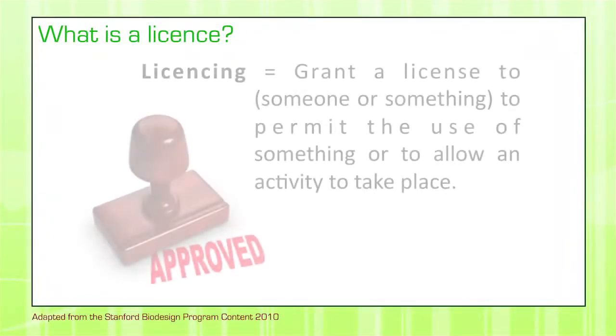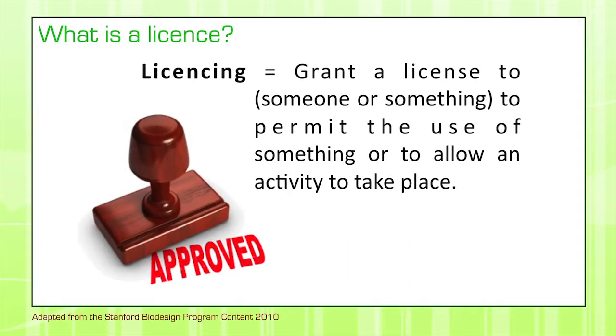So what is a license? Licensing is to grant a license to someone to permit the use of that thing or for an activity to take place. In this sense, a license is given when someone has a patent or even a patent application, and licensing agreements can be made for a university or research institute or even yourself to license your intellectual property, whatever it is, to someone else on some economic terms.